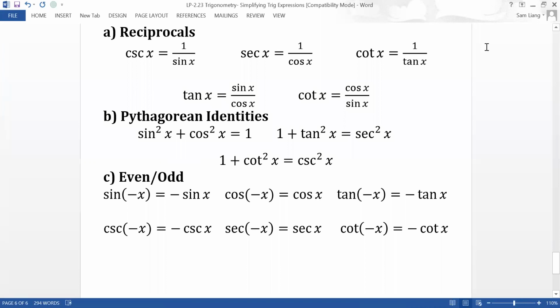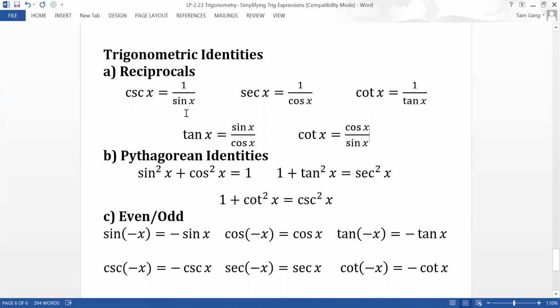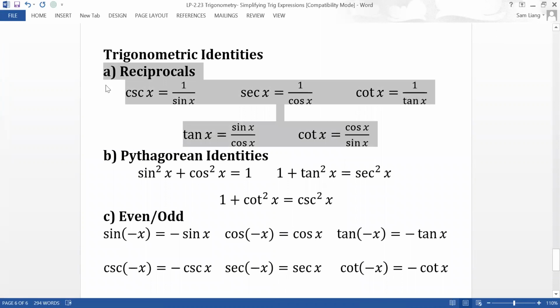All right. Can someone read the first section? So the reciprocal identities. Cosecant of x equals 1 over sine x. Secant of x equals 1 over cos x. Cotangent x equals 1 over tan x. And tan x equals sine over cos. Cotangent equals cos over sine. All right, thank you for that. So yeah, in the do now, we saw these two, right? Secant is 1 over cosine, and tangent is sine over cosine.